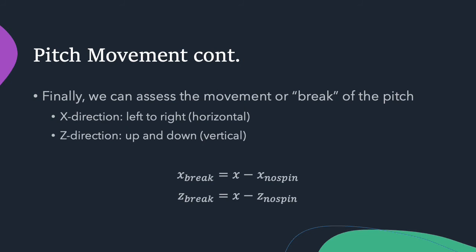With the no spin variables in mind, we can now assess the movement or break of the pitch in the x and z directions. Using the position of the actual pitch minus the position of the pitch if there were no spin, we can see how much break the actual ball has in both the x and z directions, which represent in and out on the plate and up and down on the plate.